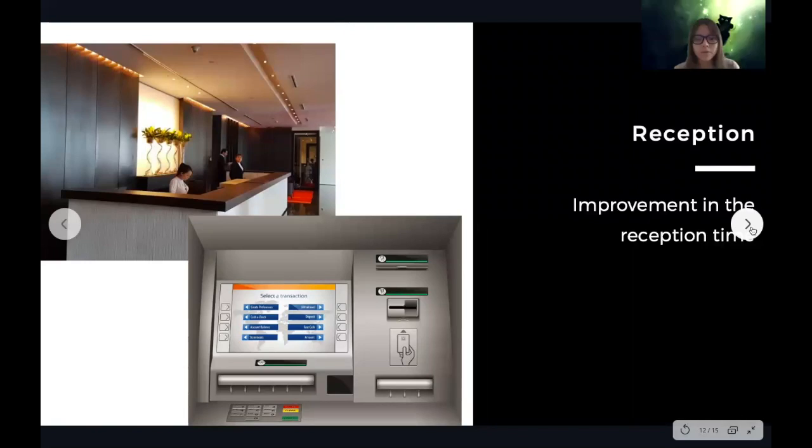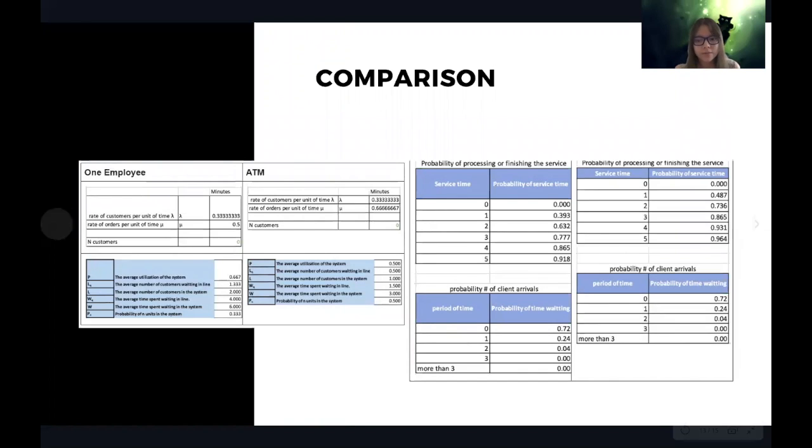The last problem we were presented with was about the reception and to improve its waiting line time, for which we were presented with 2 alternatives. Here you can see the comparison between the 2 alternatives, which were either the actual situation with one person attending the reception line or installing an ATM machine for self-service in the reception.